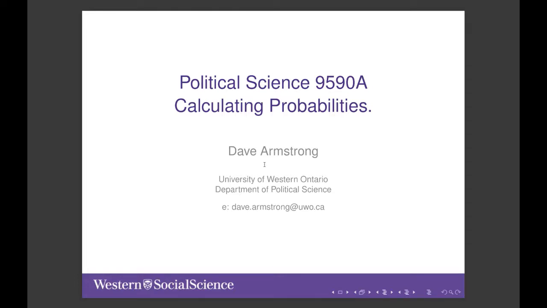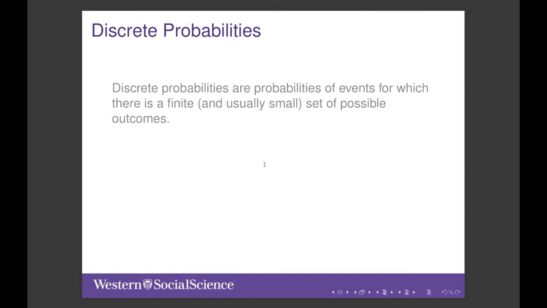Today I want to talk about calculating probabilities. There are two types of probabilities that we'll talk about. The first are discrete probabilities. These are very likely the ones that come immediately to mind when we think about probabilities. They tend to be compatible with our thinking about games of chance, which tend to motivate a lot of our thinking about probabilities in general.